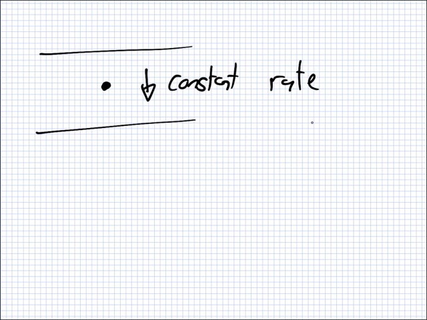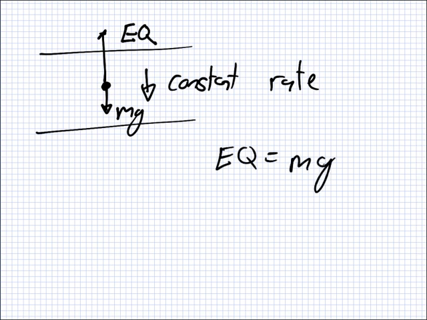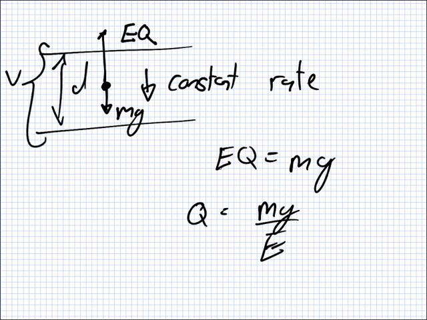Okay, so mg, and then going up here is EQ, isn't it? Yes. So you have EQ equals mg. So you can get Q equals mg over E. Now, do you know the E? You could, because you can know the voltage and the distance. So you know the E. Do you know g? Yes.